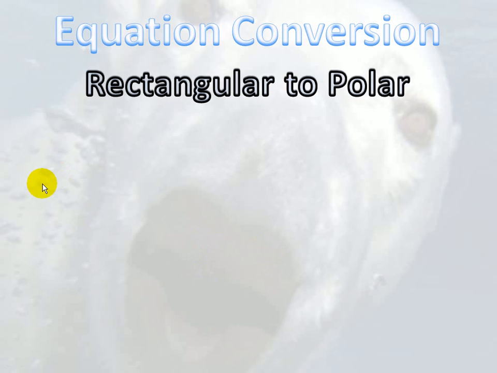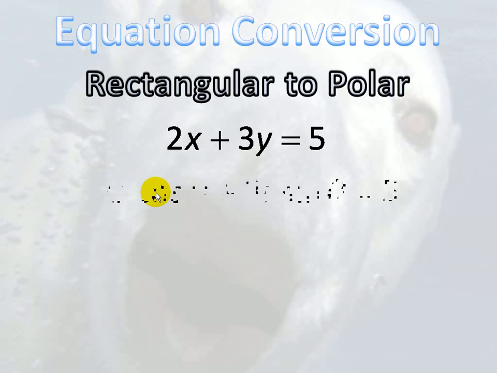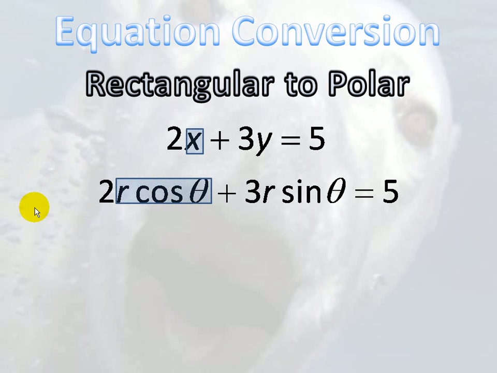Now let's go from rectangular to polar. Here's a nice familiar rectangular equation. The equation for a line. Now we want to convert this to polar form. So here we go. First of all, you recognize that this x can be replaced by r cosine theta. And the y can be replaced with r sine theta.